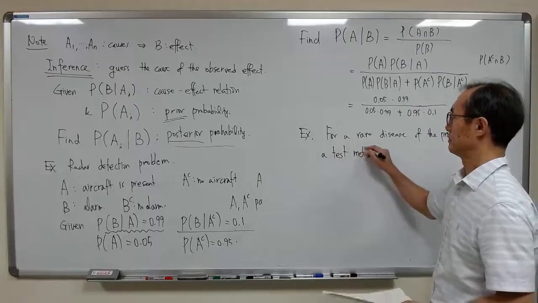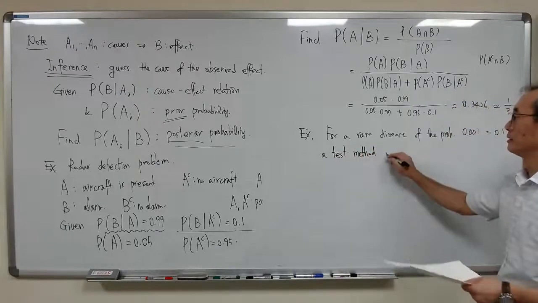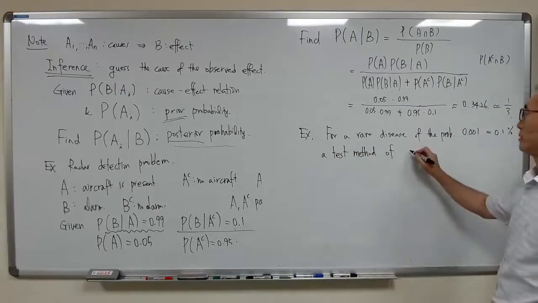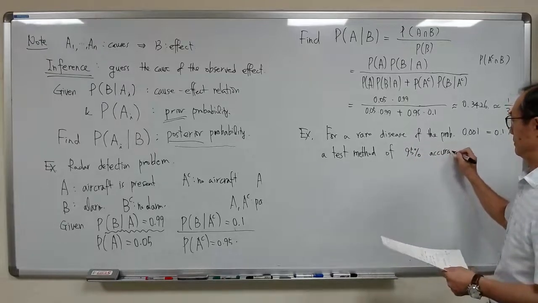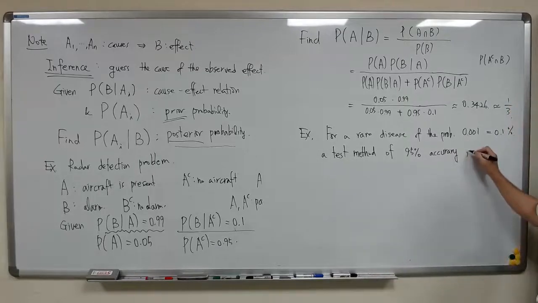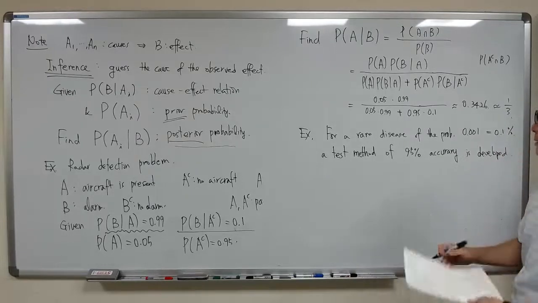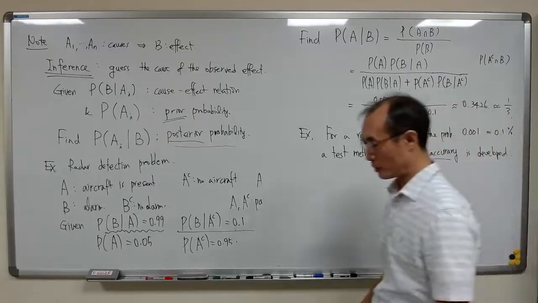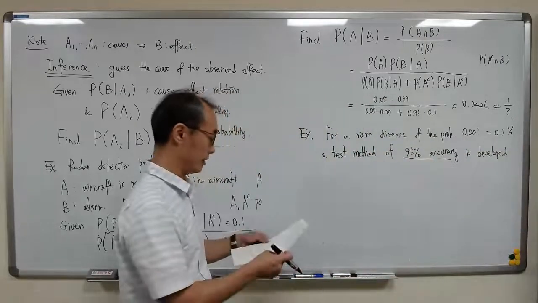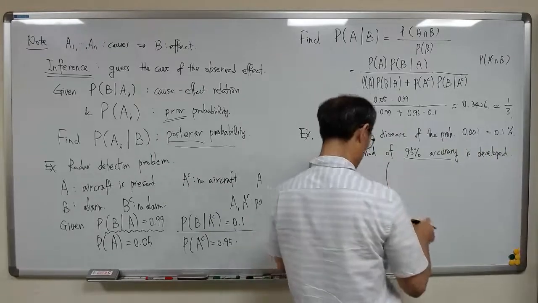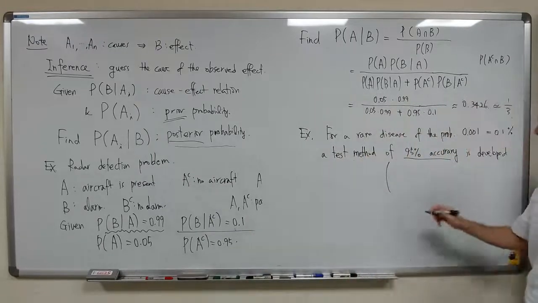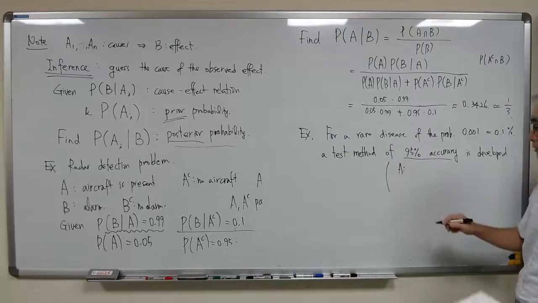And there is a test method, a test method of 95% accuracy. This kind of test method is developed. And how can we compute? What's the meaning of this 95% accuracy?